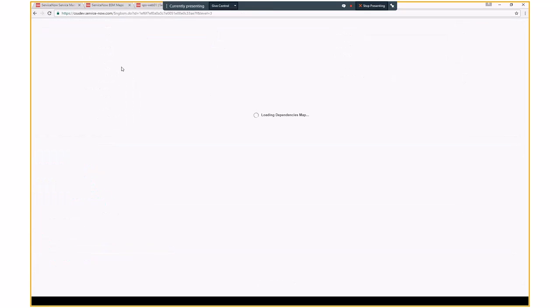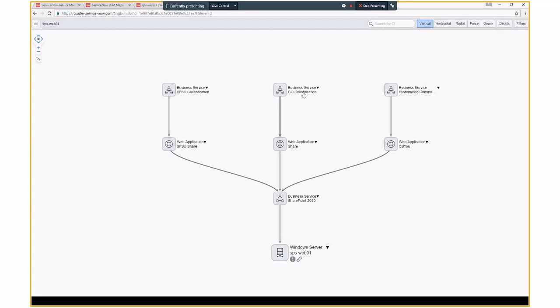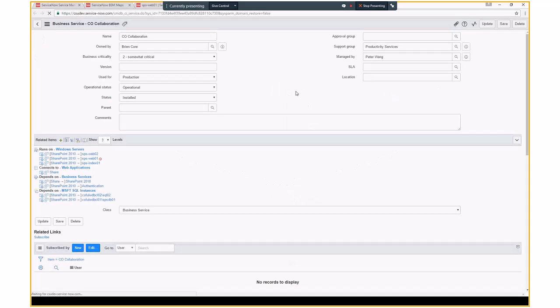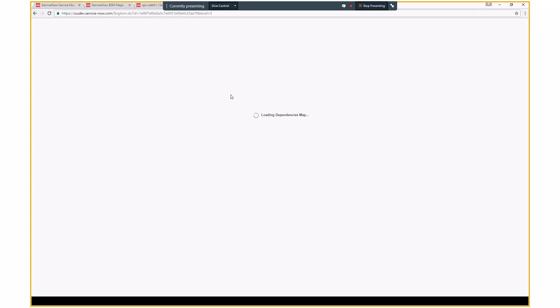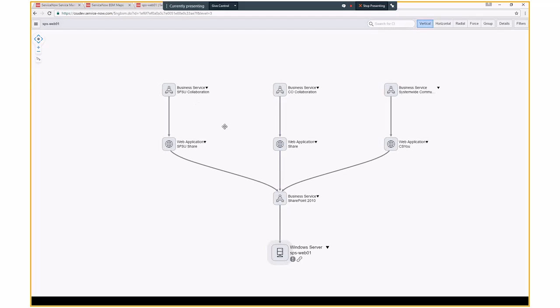I can do the same thing when I go over to the collaboration group. I can do a right click and see who is in there. And of course, there's that wonderful person, Brian Core, who is owning that system in his productivity services. Okay. Let's see what else we got within there. So that's basically how it can be used, how we've set it up, and how it goes through.